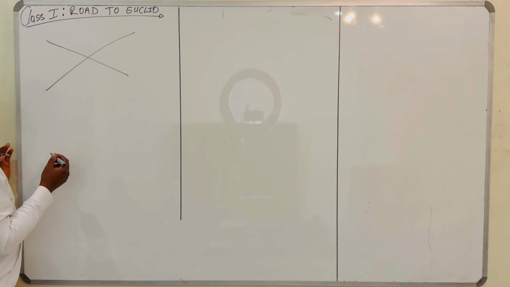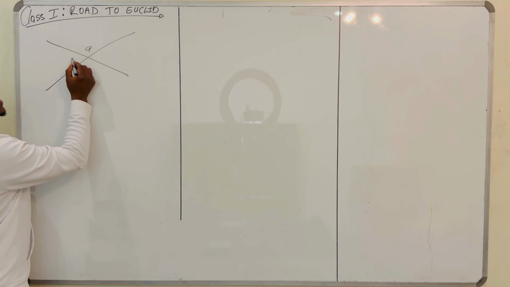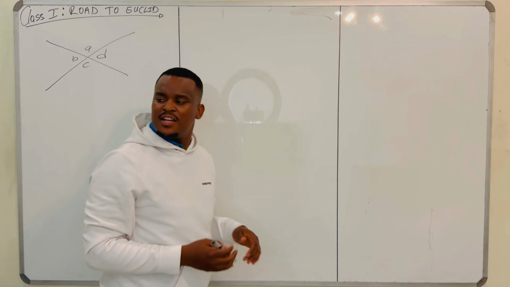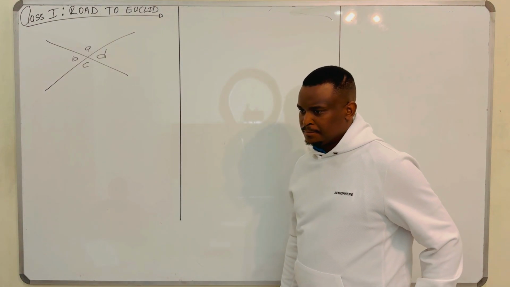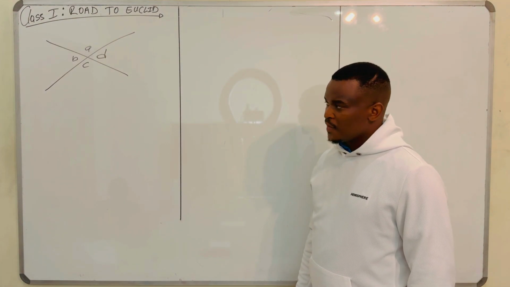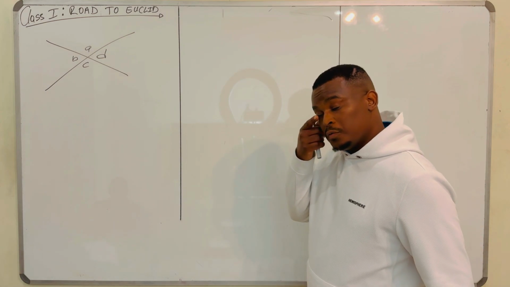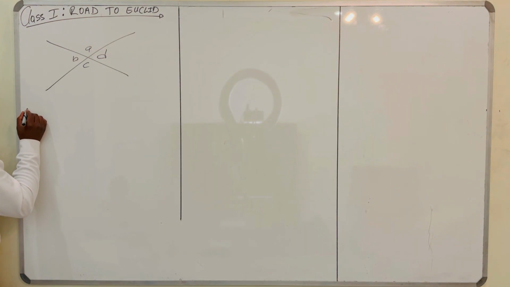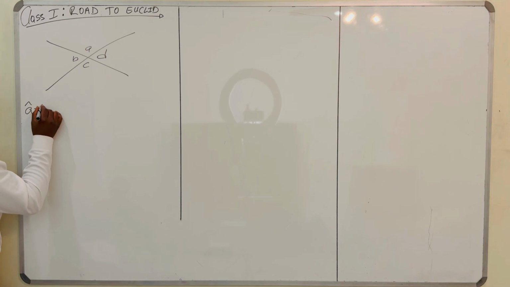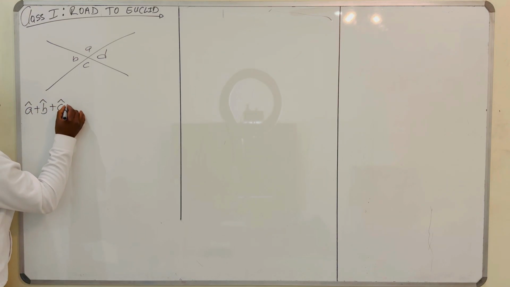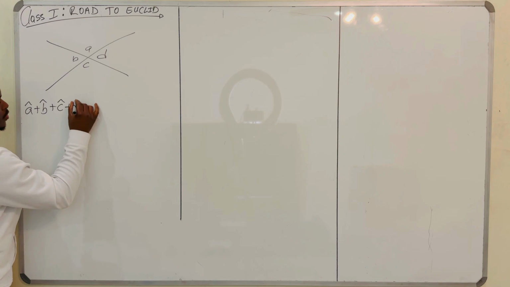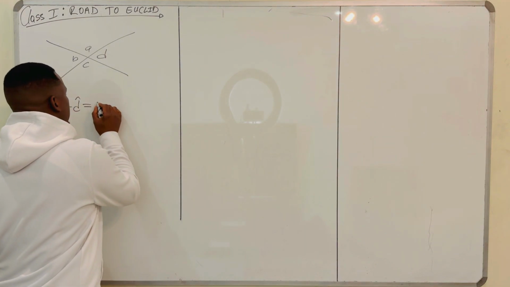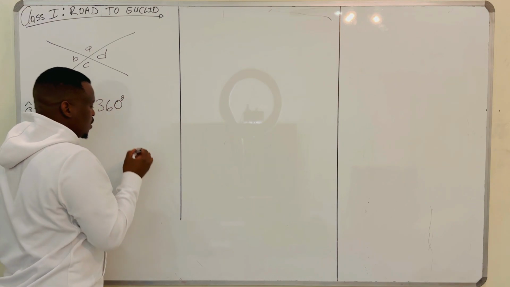Yes. And they intersect, they form angles A, B, C, and D. Can you see those angles? Yes. So let's suppose that I add those angles. First angle A, plus angle B, plus angle C, plus angle D. What is the sum of these angles? 360. It's 360 degrees. Why?